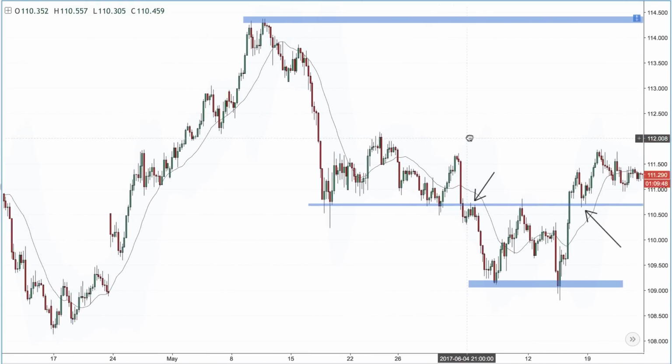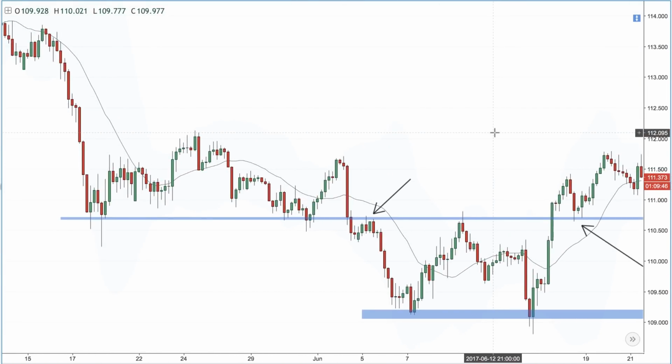Then we can also see another very important concept, because many traders are always struggling. When is a support level likely to break, or when is price likely to bounce on a support and resistance level?